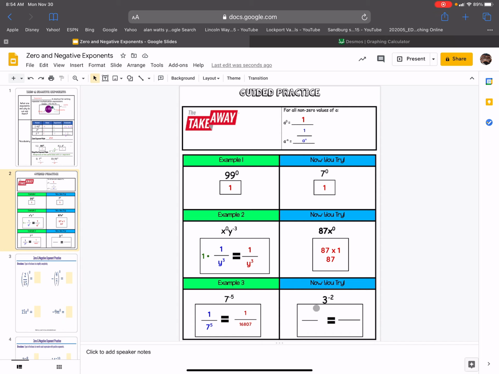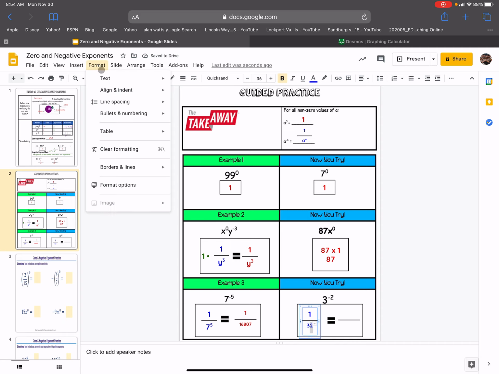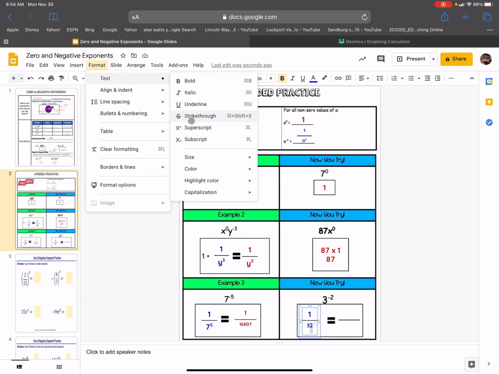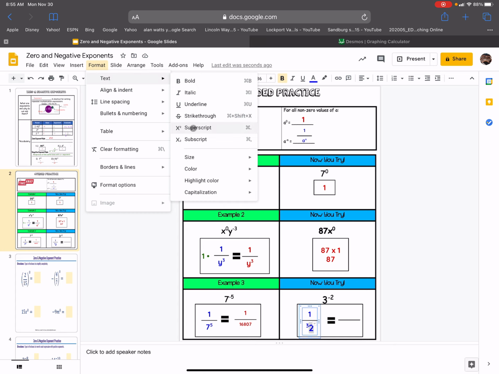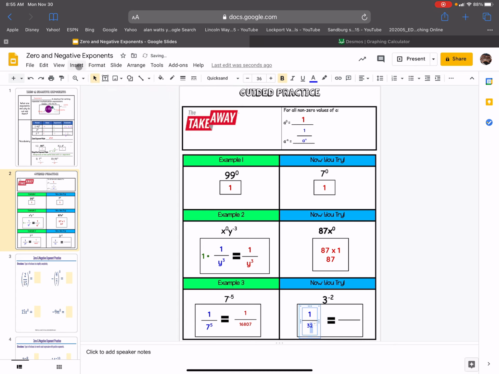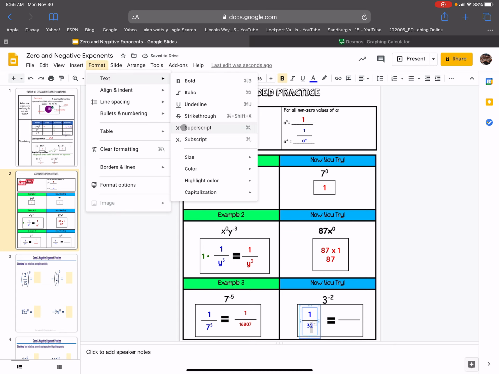I want to make this positive. So it's going to be 1 over 3 to the second power. And again, if I wanted to make this a second power, highlight it. Go to Format, go to Text, and go to Subscript. And I hit the wrong one, so let me go back. Format, Text, and we want Subscript. Format, Text, Subscript.